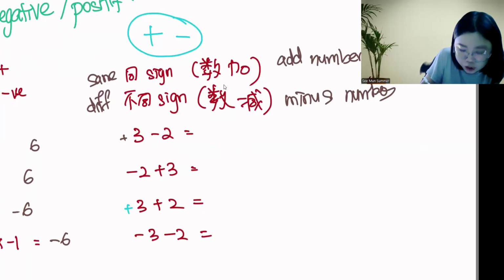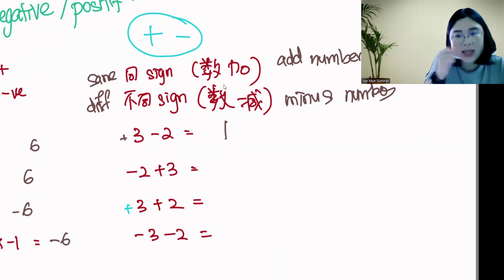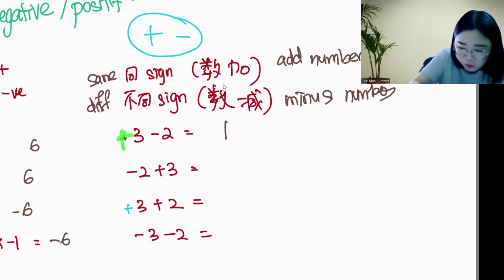So this different sign, we need to minus. So 3 minus 2 is 1. And then teacher, then how then? Plus or minus? Okay, then you see who is the bigger one, who is the eldest one? Eldest is 3, right? So 3 is plus. So I will follow plus.